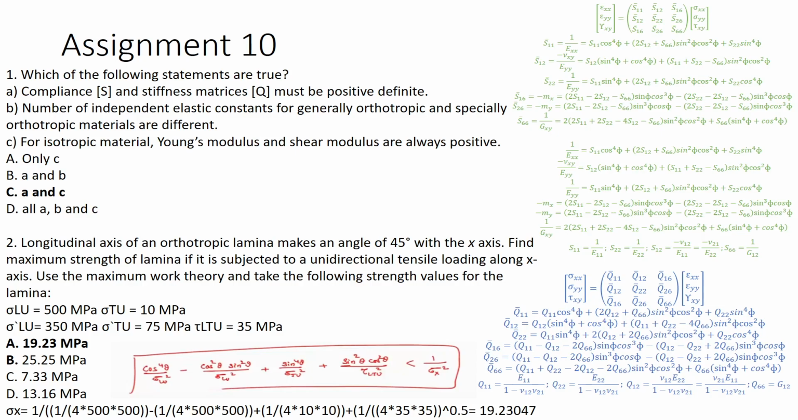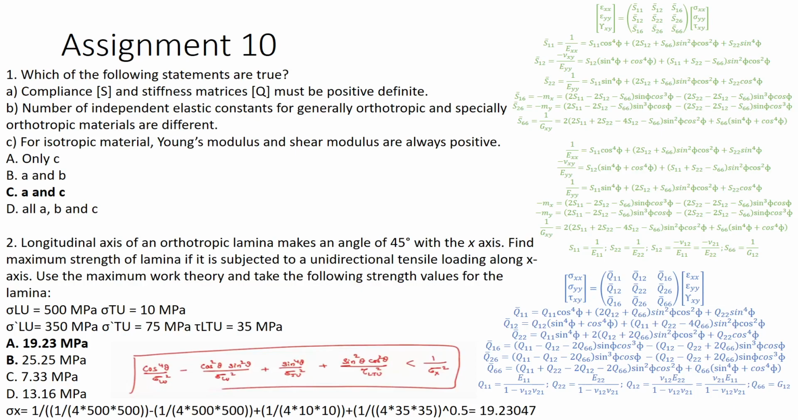Then the second option said that the number of independent elastic constants for generally orthotropic and specially orthotropic materials are different. The only difference between generally orthotropic and specially orthotropic material is the orientation of the fibers, and therefore we can see that the number of elastic constants would be the same in both cases. However, their values will be different. For specially orthotropic, some of the terms would be zero. However, while representing the matrix, you'll have to write all the constants. So the number of independent constants would be the same in both cases, and B is false.